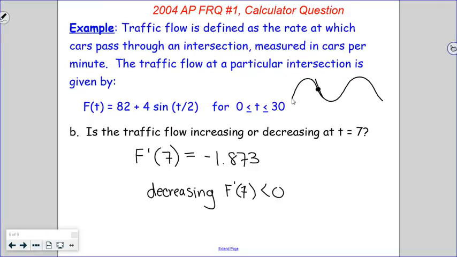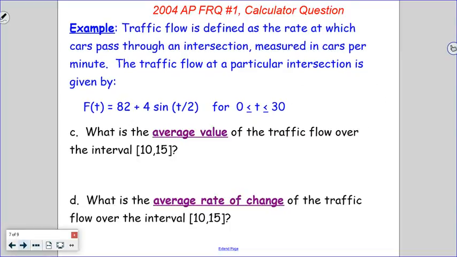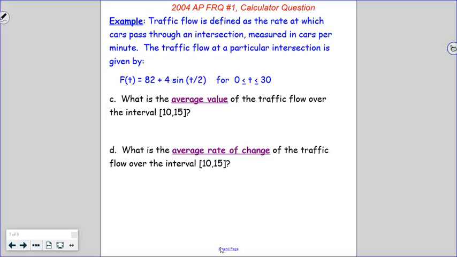Okay. Any questions? On the last two parts, I highlighted some things for us because these are phrases that we see all the time, but they sound so similar because they both use the word average. Let's get those two straightened out: what is the average value of a function compared to what is the average rate of change?